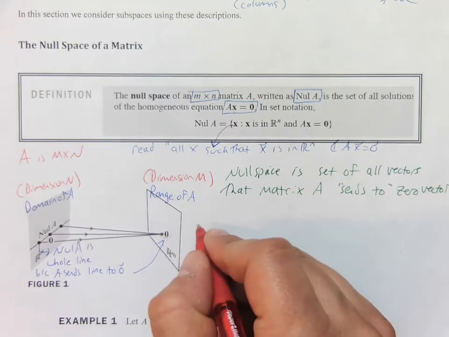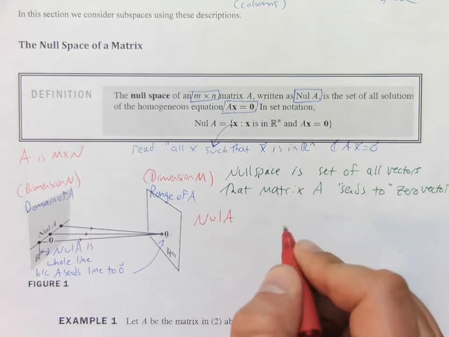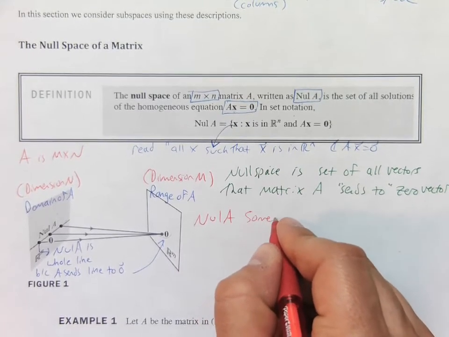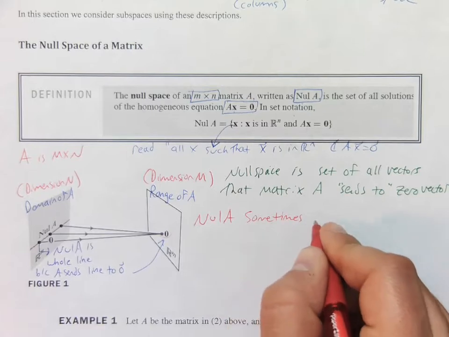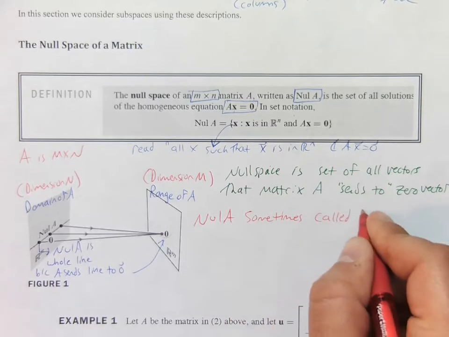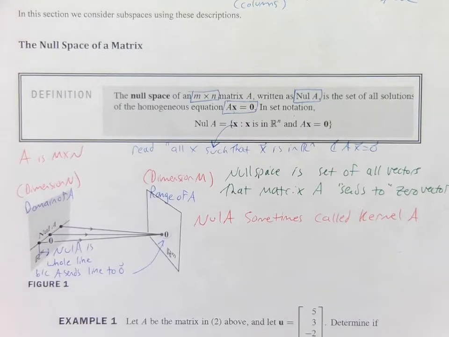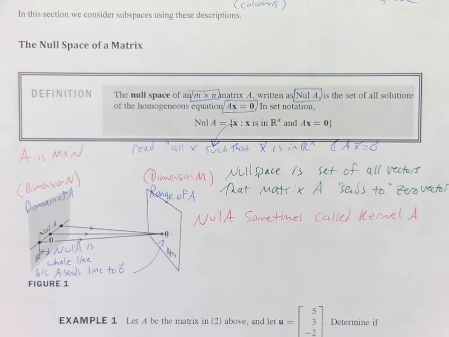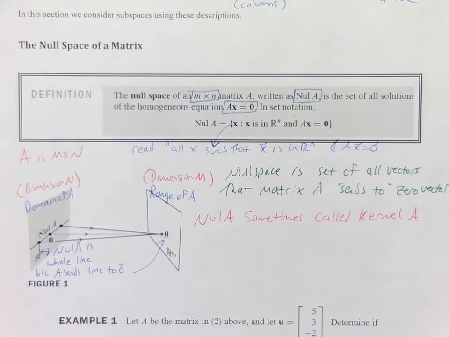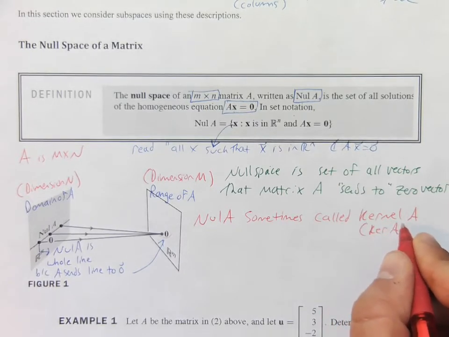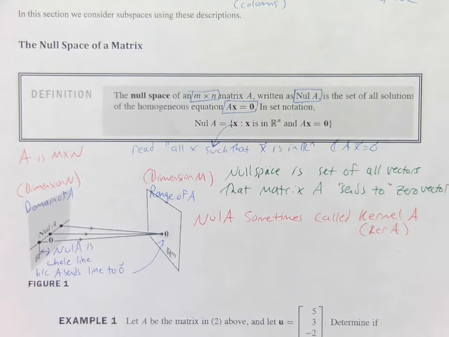There's another word for that called the kernel, and you sometimes see that in the homework especially. So null A is sometimes called the kernel of A. Just be aware that that's another notation for that, and you do see it occasionally, especially in the homework. Sometimes that's abbreviated like KER A, that would be kernel of A.